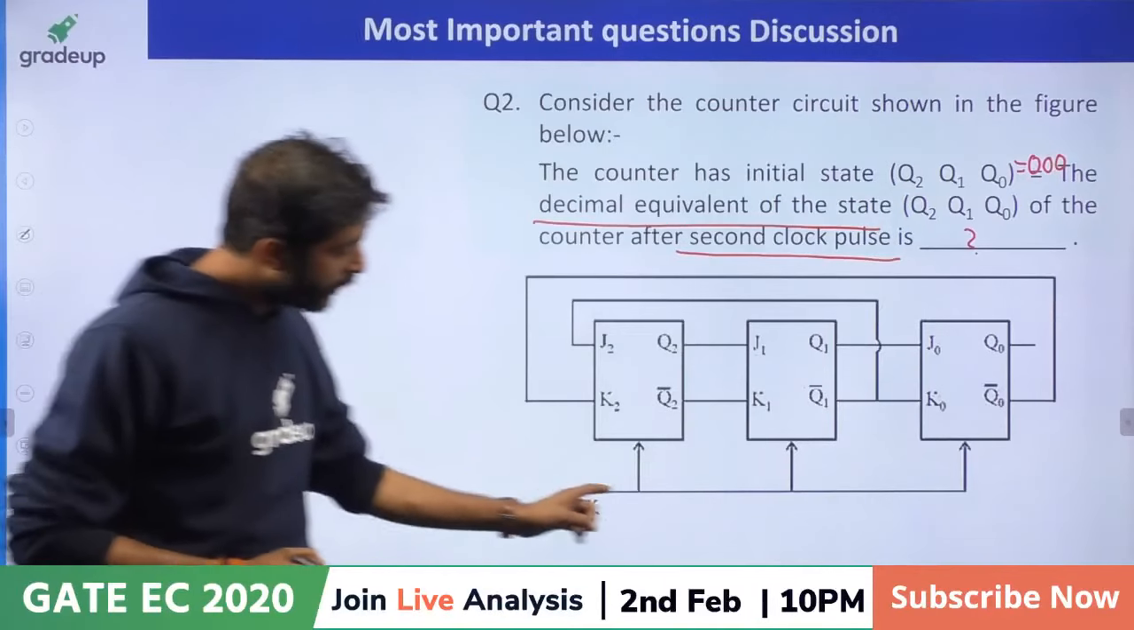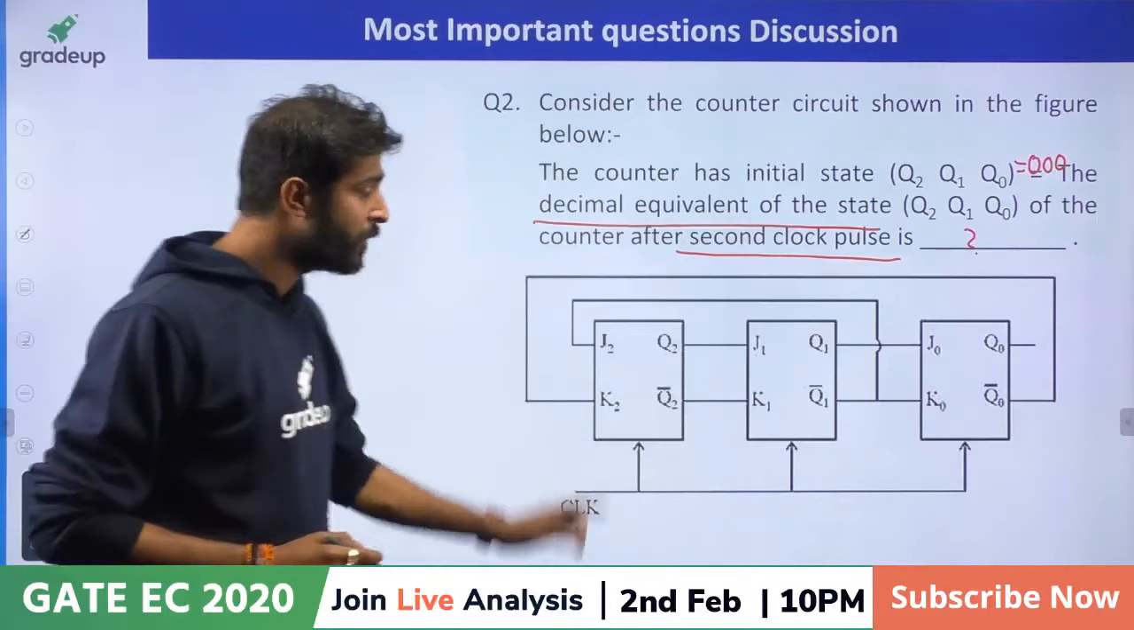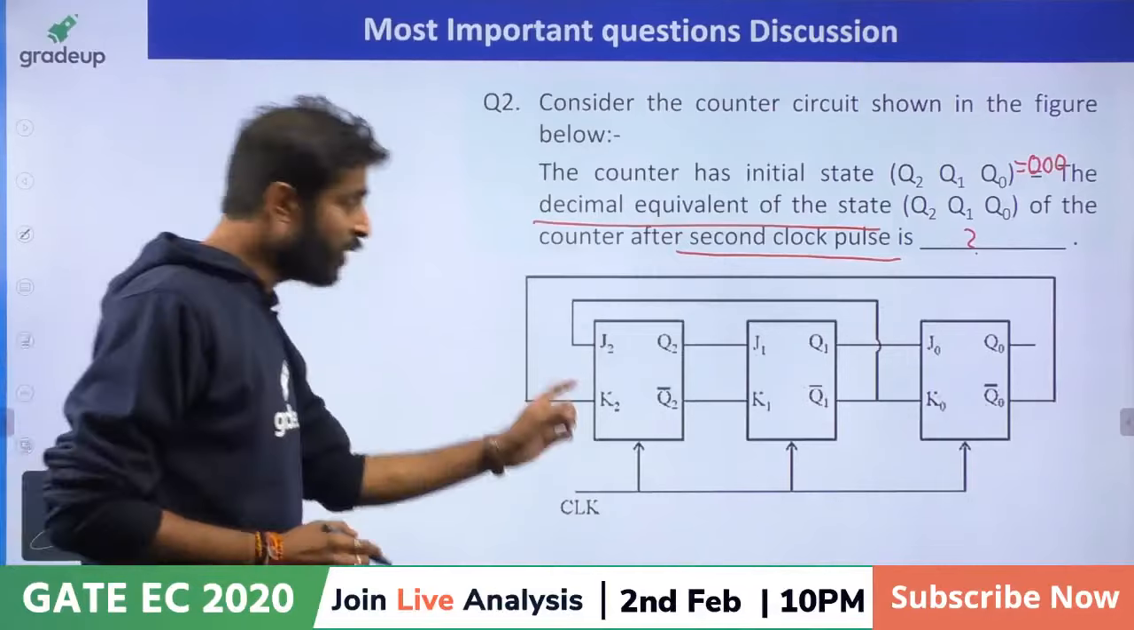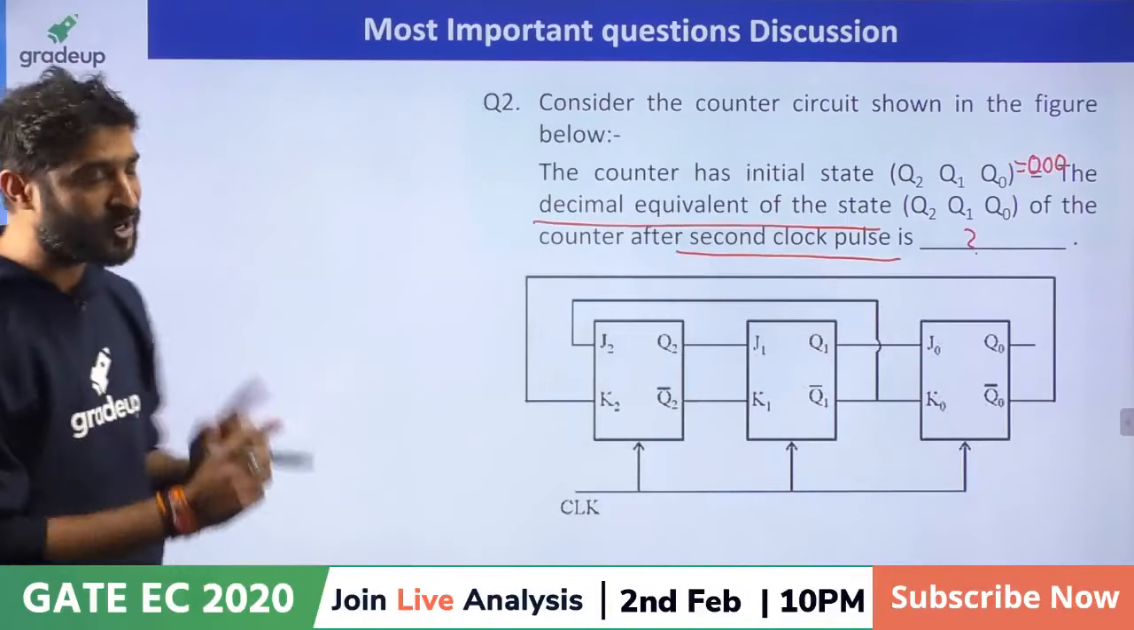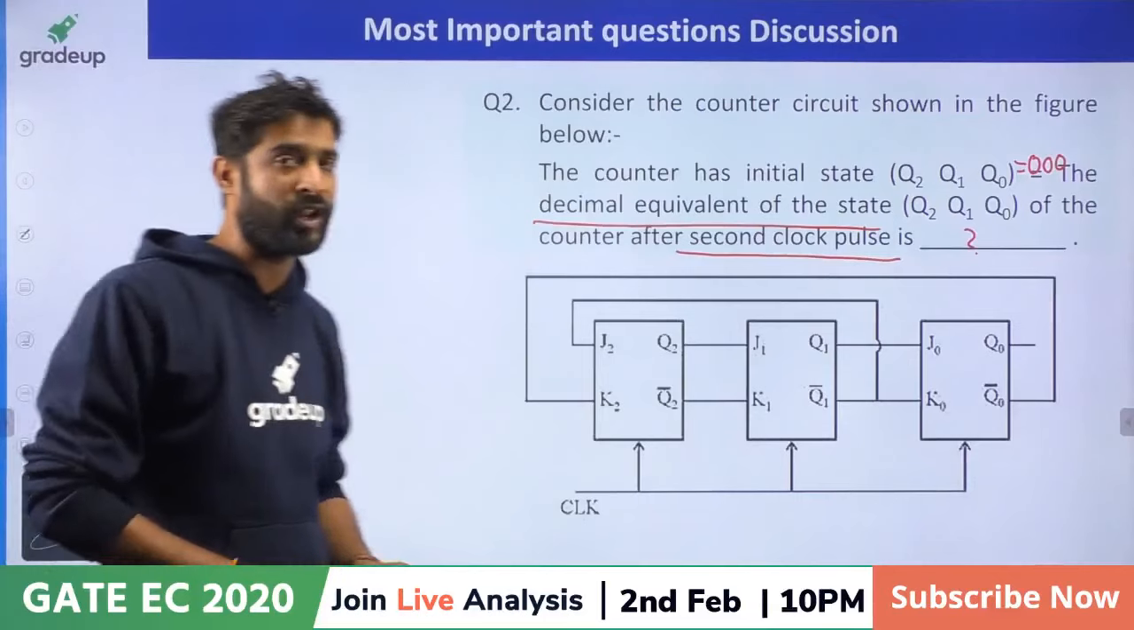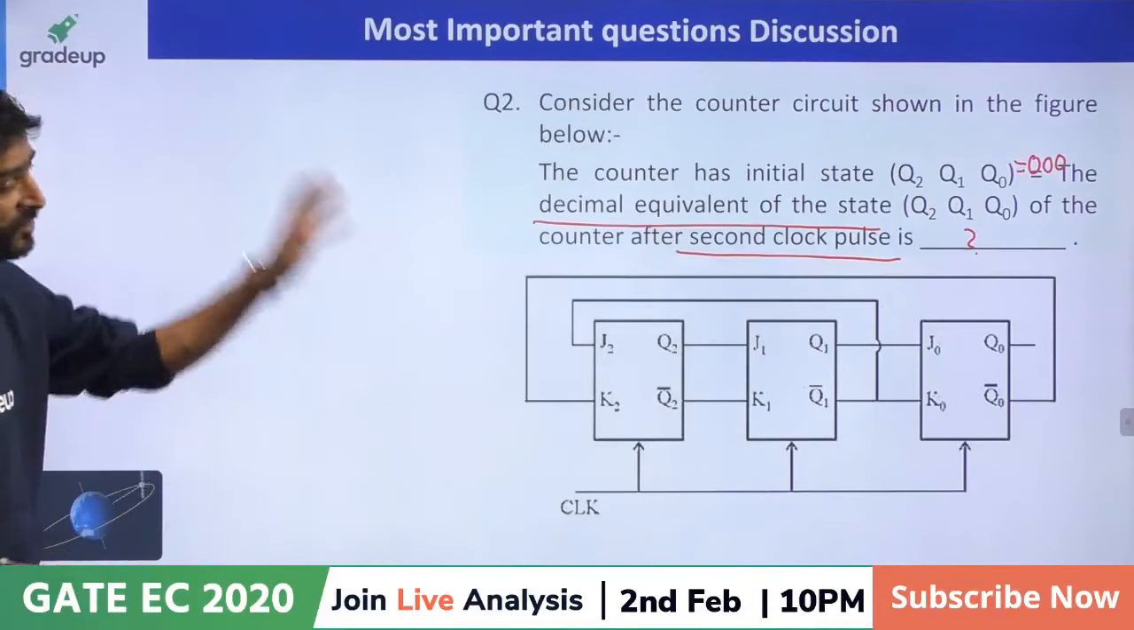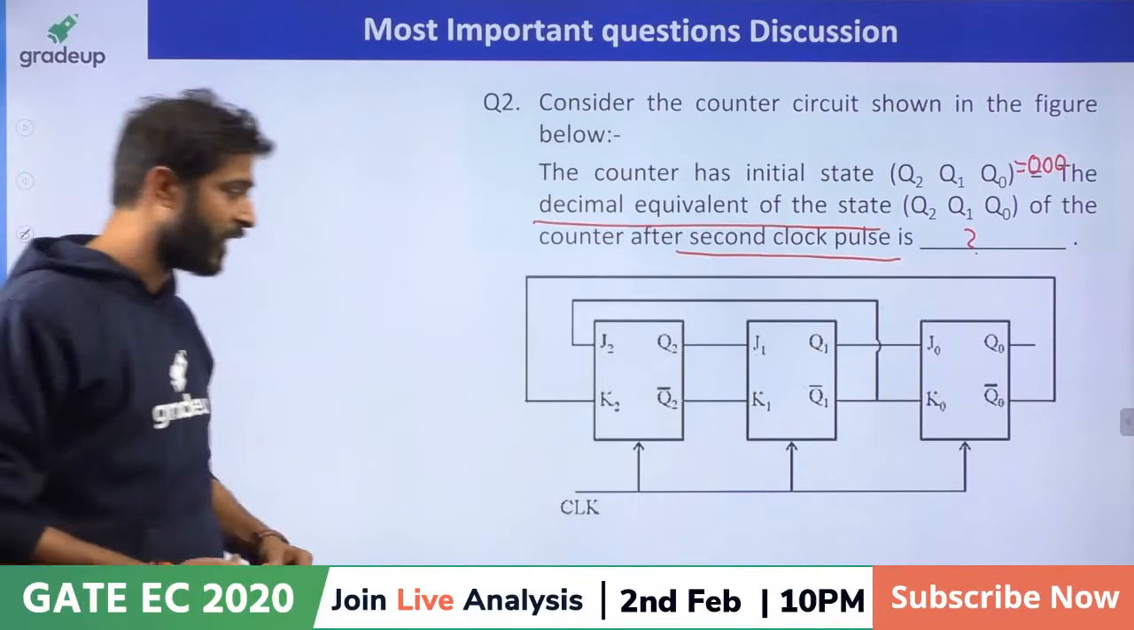And yes, the clock is connected to all the flip-flops. It means all the flip-flops work simultaneously. If all the flip-flops work simultaneously, then definitely it is a synchronous counter. It is not an asynchronous counter. It is not a ripple counter. It is a synchronous counter, my dear friend, right?